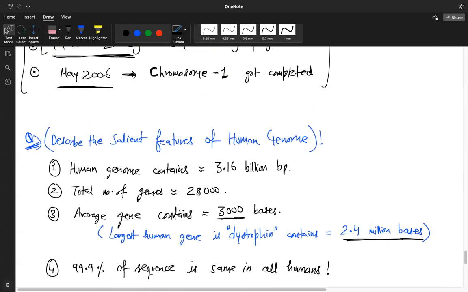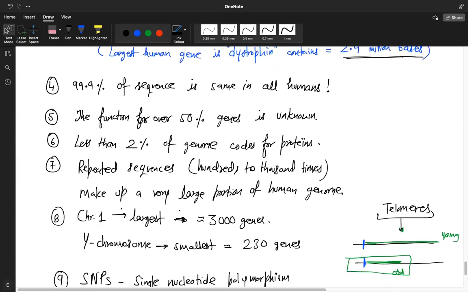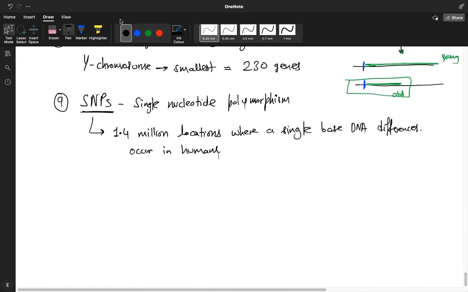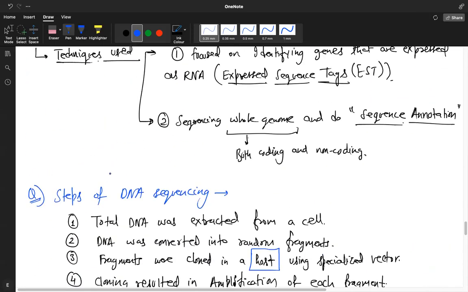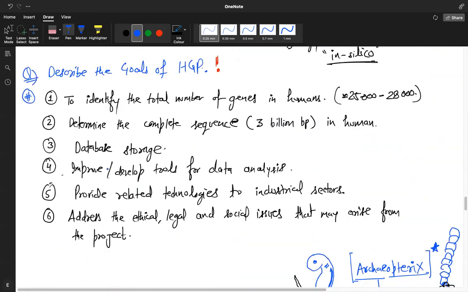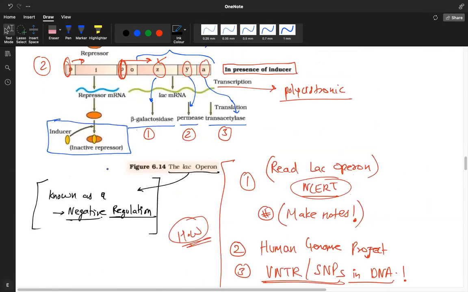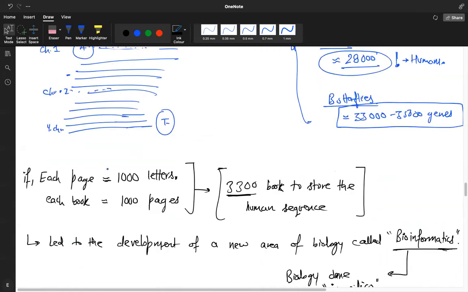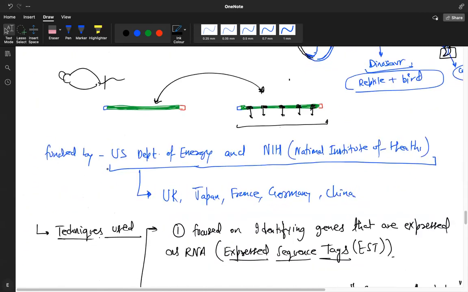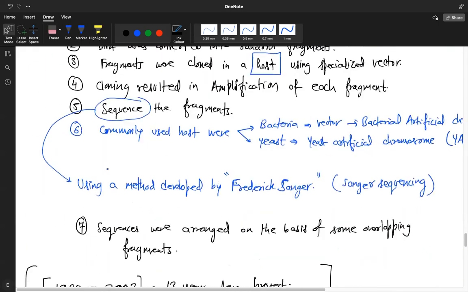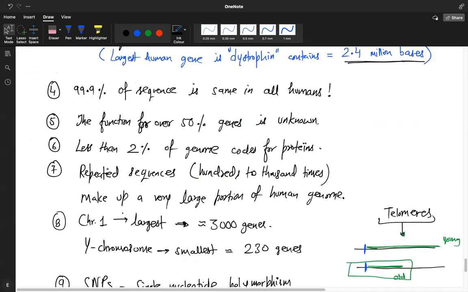So remember, the last thing that we'll be doing, is this clear? Is the Human Genome Project clear? Just go from top to bottom and see if everything is clear to you. We have done the goals, the techniques, steps, and salient features.